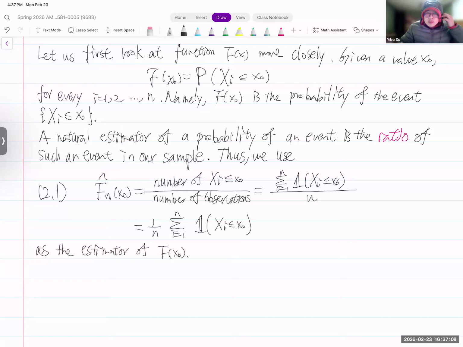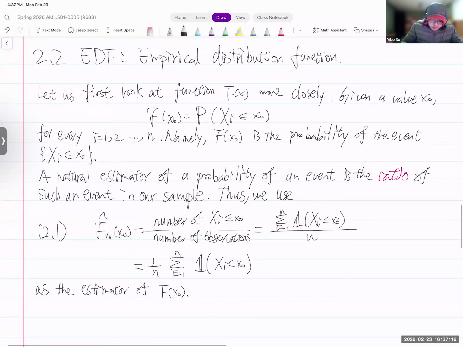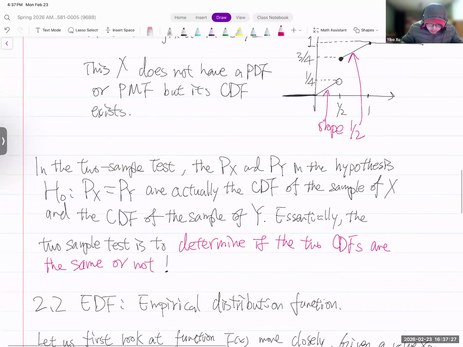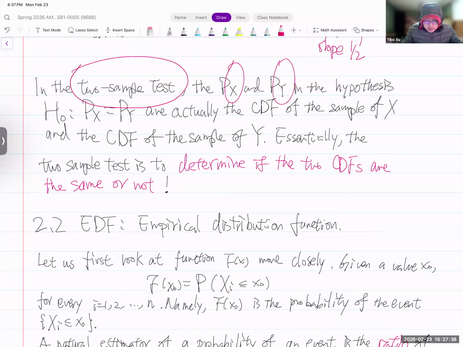Okay, so we are now introducing the empirical distribution function. Let's quickly refer back to where we stopped last time. We have two samples, the sample x and y, and here we have the null hypothesis that they are actually following the same distribution.